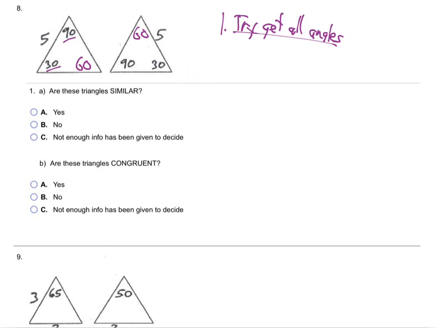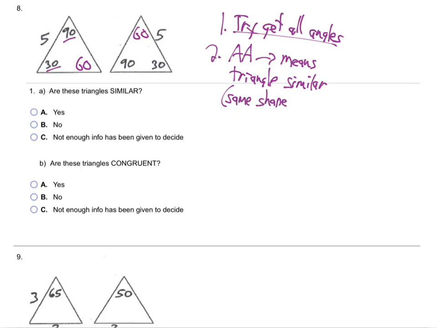So that's the second thing. If you can prove two angles, all you need is two angles, that means the triangles are similar. And what is similar? Same shape, but they may be different sizes, right? That's what similar means. If you can find AA, then that means the triangles are similar. Same shape, different sizes. Well, we've proven it. We got the same three angles. So yes, they are similar.